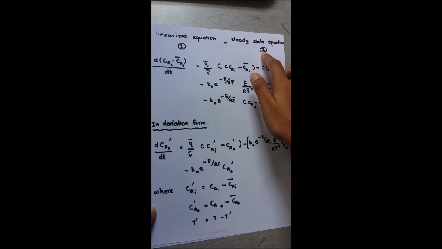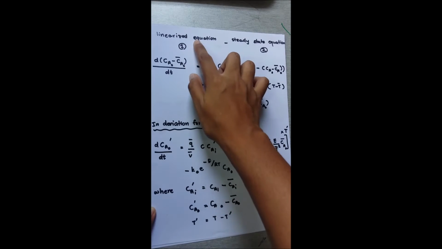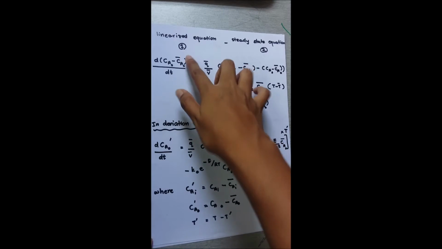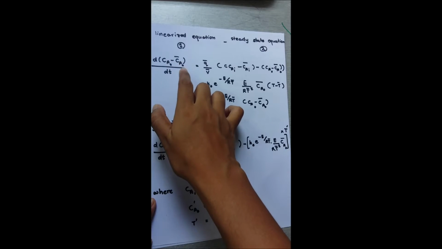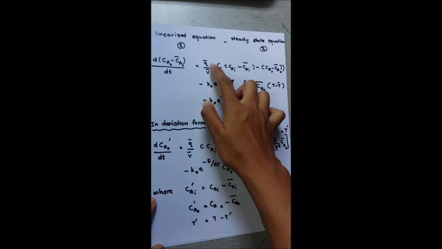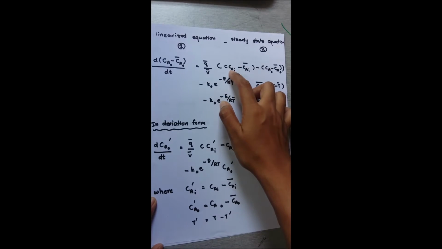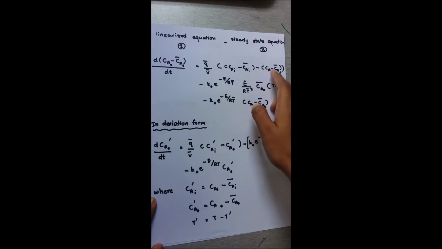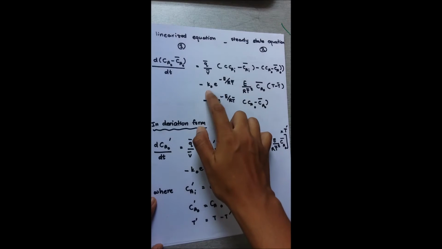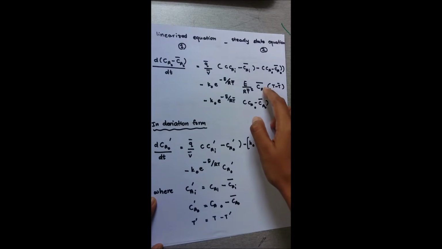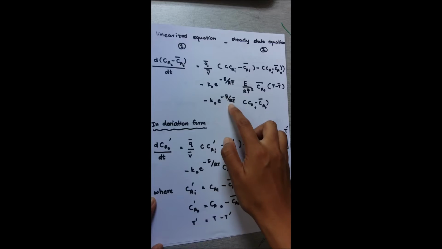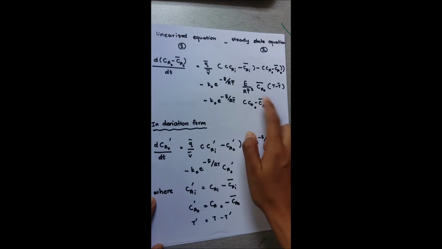Now we subtract the steady state equation, which is equation number 2, from the linearized equation, which is equation number 1. So the formula we will get is d(CA0 minus CA0 bar)/dt will be equal to Q bar by V bar (CAI minus CAI bar minus (CA0 minus CA0 bar)) minus K0 e to the power of negative E by RT, E by RT bar square, CA0 bar (T minus T bar) minus K0 e to the power of negative E by RT (CA0 minus CA0 bar).